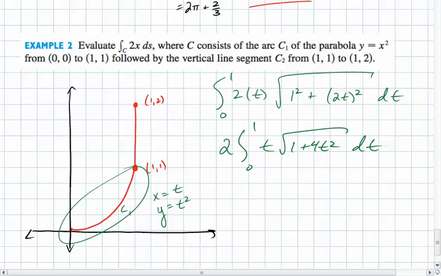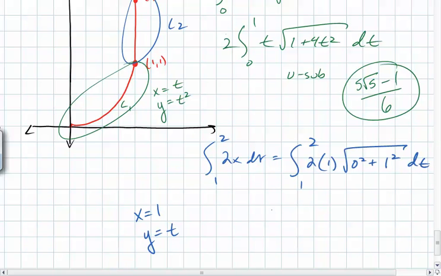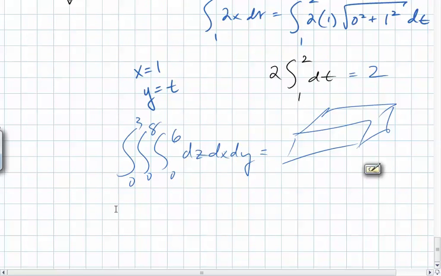So what do you end up with? 2 times the integral from 1 to 2 of. Final answer to this question. 2 plus.